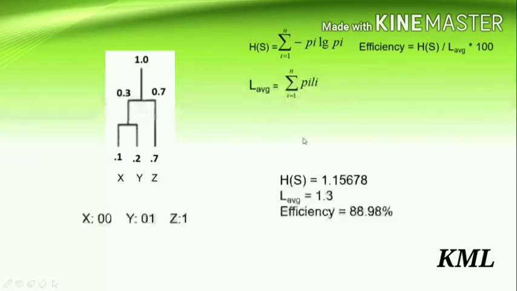So now let's calculate the efficiency. So here are the formulas for calculating efficiency. So first calculate H(S), you get 1.15678. Okay, I've written the answers directly here, you can solve if you want. Then L average we get is 1.3 and the efficiency is 88.98%. Okay, so here you can see that the efficiency is a little less as expected. Okay, so now let's see the modified version of the Huffman coding.